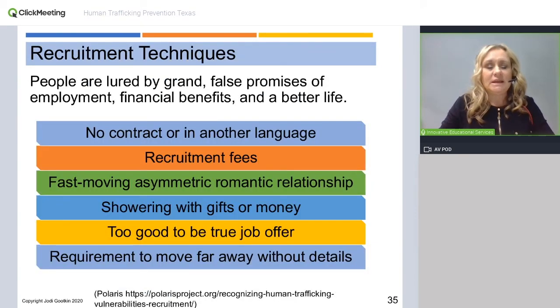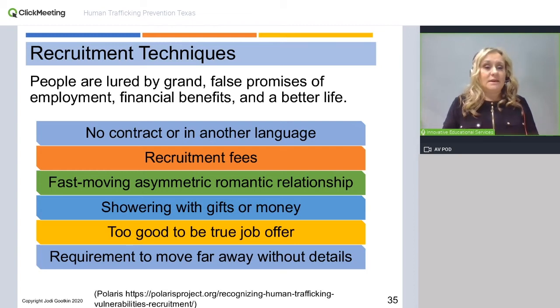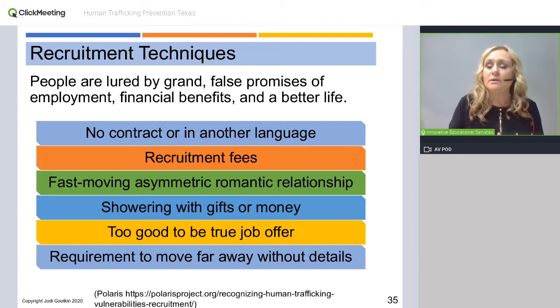Different recruitment techniques that are utilized by the trafficker are typically big false promises that are going to fill the void for that vulnerable individual, that makes them become trapped in that trafficking situation. A better life, better finances, maybe it's just more emotional support.